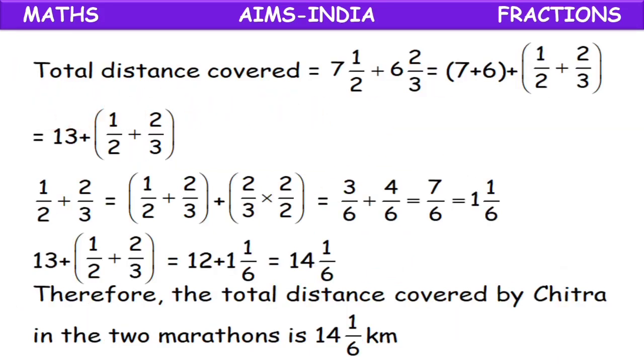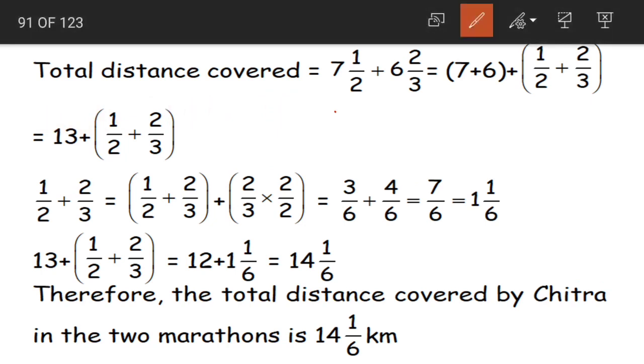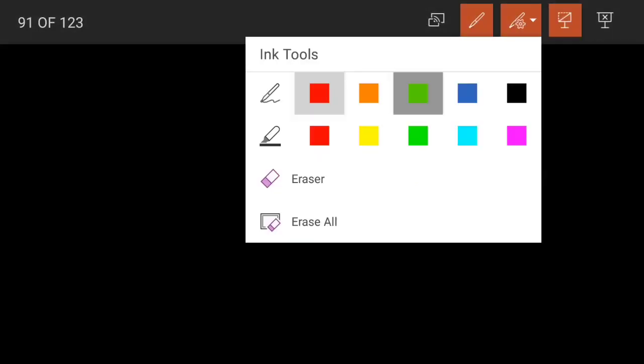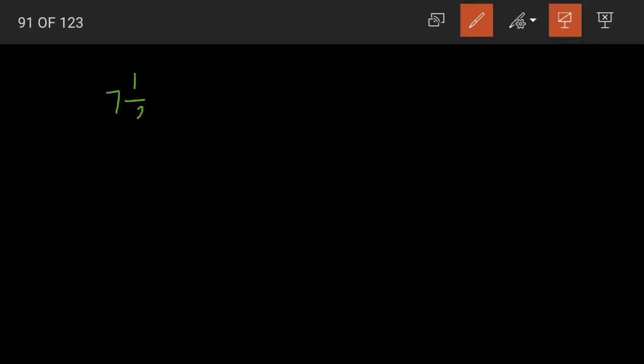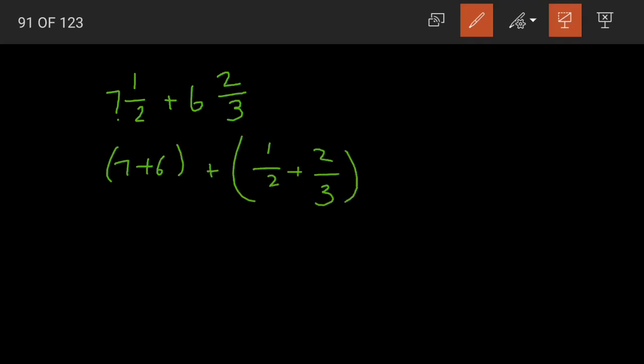Total distance covered would be 7 1/2 plus 6 2/3. Let me write it here: 7 1/2 plus 6 2/3. Again, if you remember, we have two methods of adding like fractions. What is the first one? We'll add the whole numbers and the fractions separately.